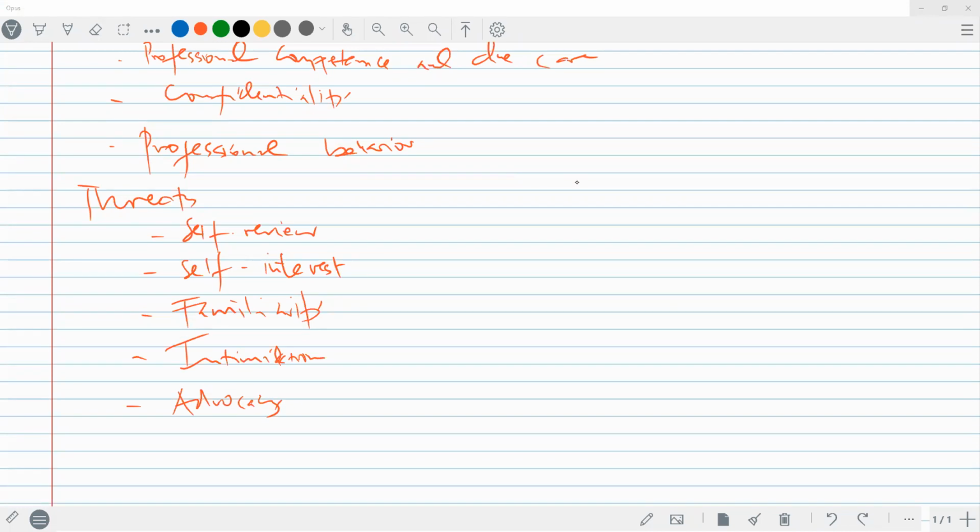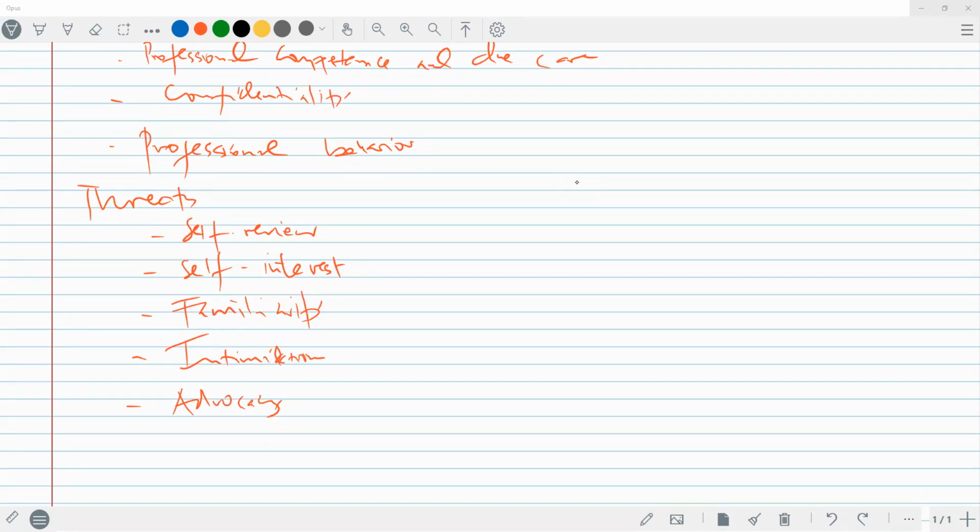Self-review threat means you're going to give an opinion on your own work. You're going to be reviewing your own work, so of course you are not going to be independent or objective. For example, you are carrying out an external audit in this company, and you are also the internal auditor. So you're not going to be very objective when critiquing your own work as the internal auditor, because you are the external auditor. You're giving an opinion on your own past work, on your own past judgment.